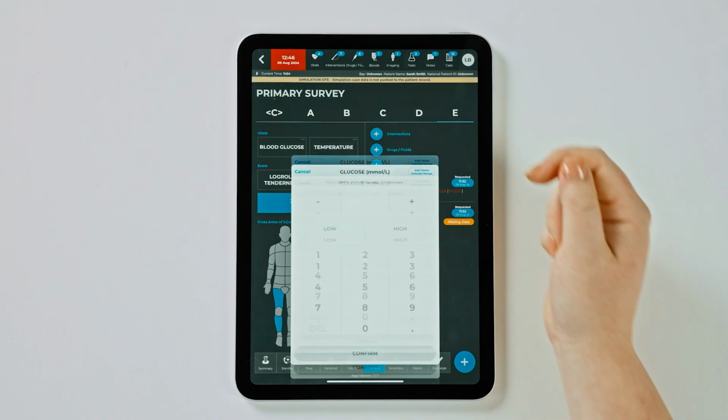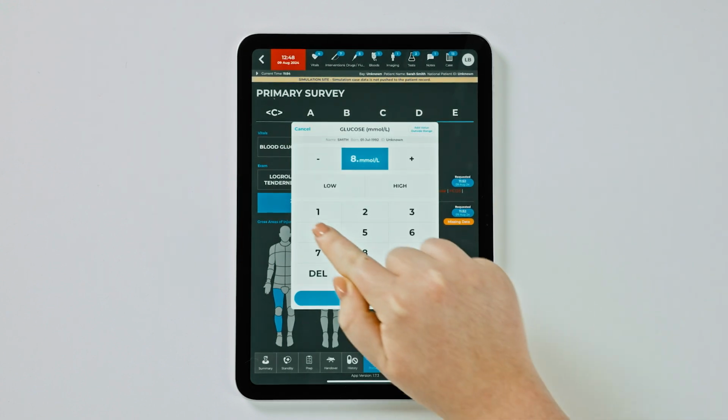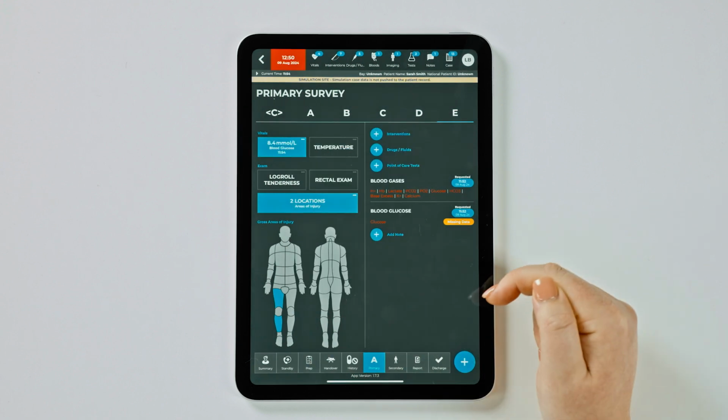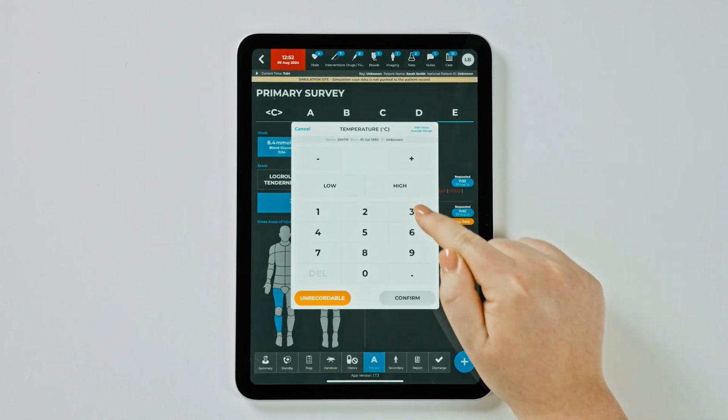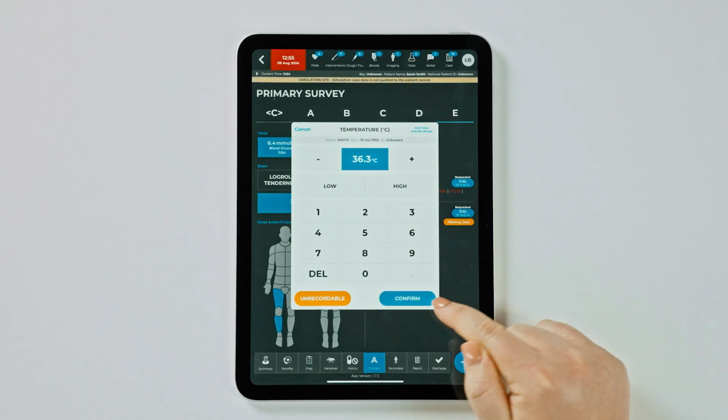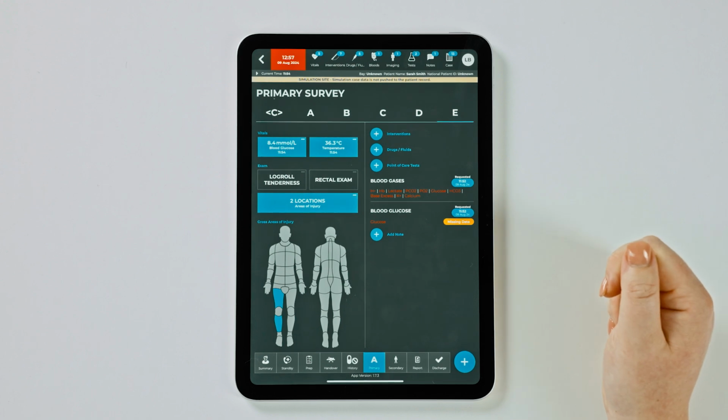Her blood glucose is now back, which is 8.4, and her temperature is now 36.3. The team have now completed the primary survey.